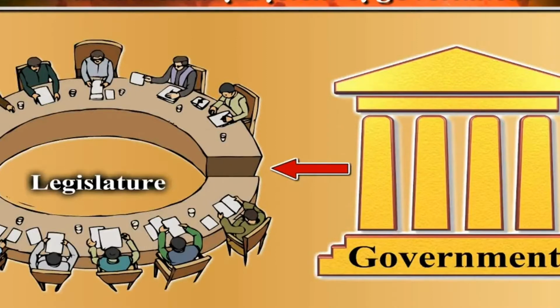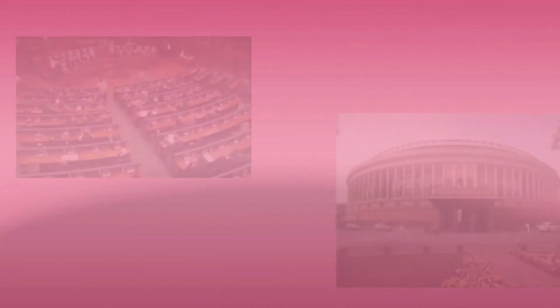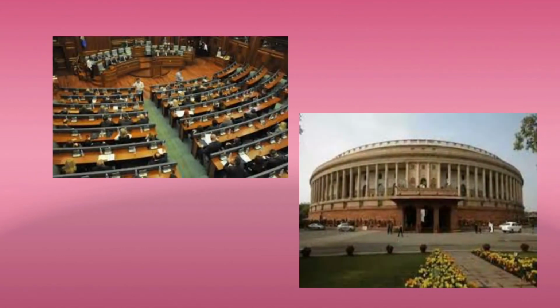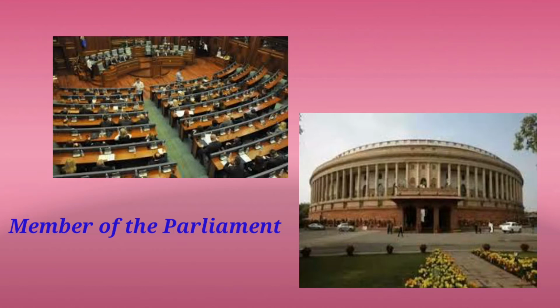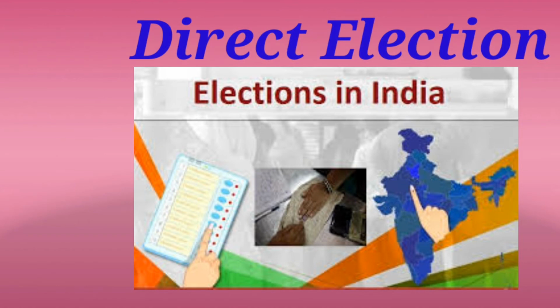You know very well, the government is two: one is the state government and another one is the central government. We elect the members to the state government, known as the MLAs, the members of state legislative assembly. Next, we elect some members to the parliament, known as the MPs, members of parliament. Both MPs as well as MLAs are elected by the people in a direct method.